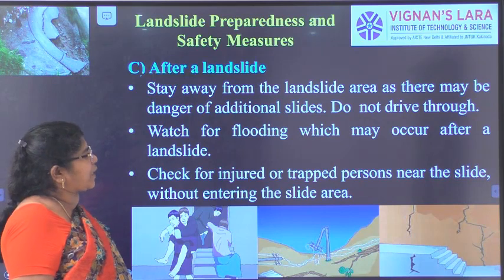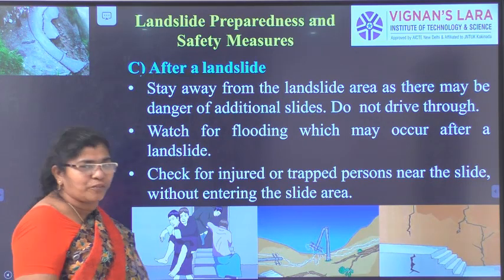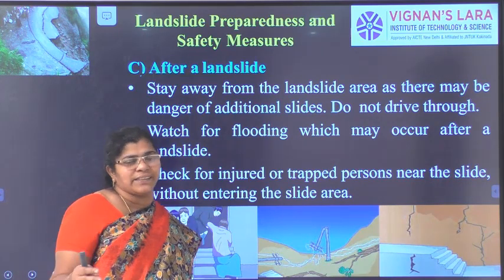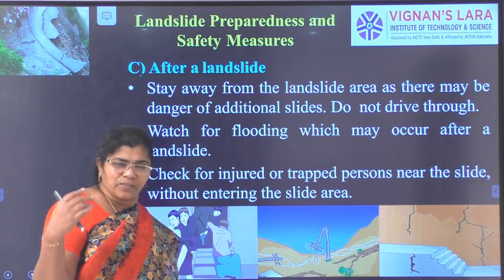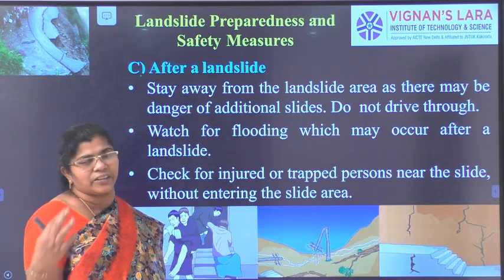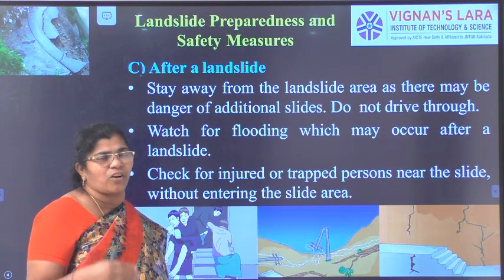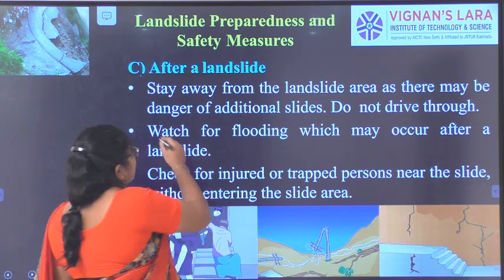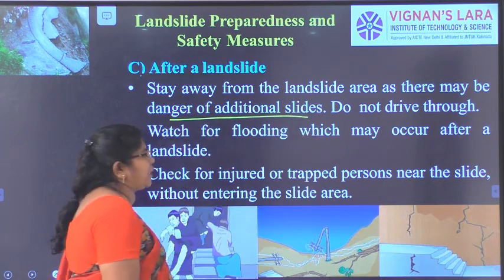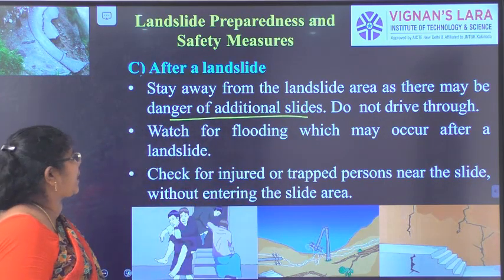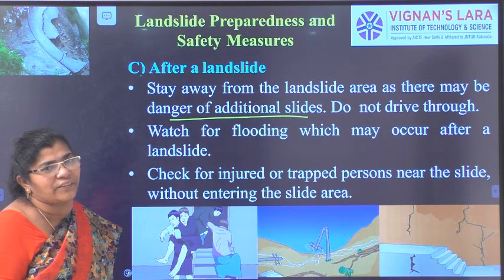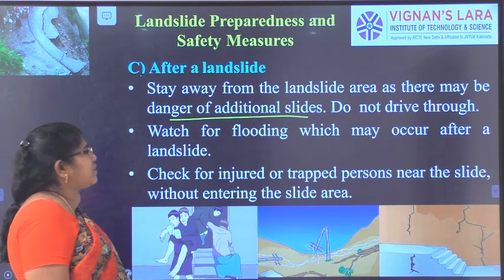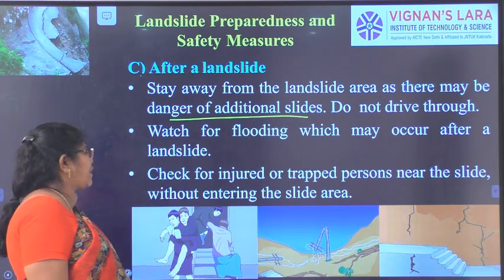So these are the things. After a landslide, what do you have to do? Stay away from the landslide area because there may be an after-slide also. I cannot expect only one landslide, because once there is a change in the geological conditions and the rock formation, there may be another one. Because of the danger of an additional slide, I have to change my plan. It is not advisable to drive vehicles through the area, and watch for flooding which may occur after the landslide.